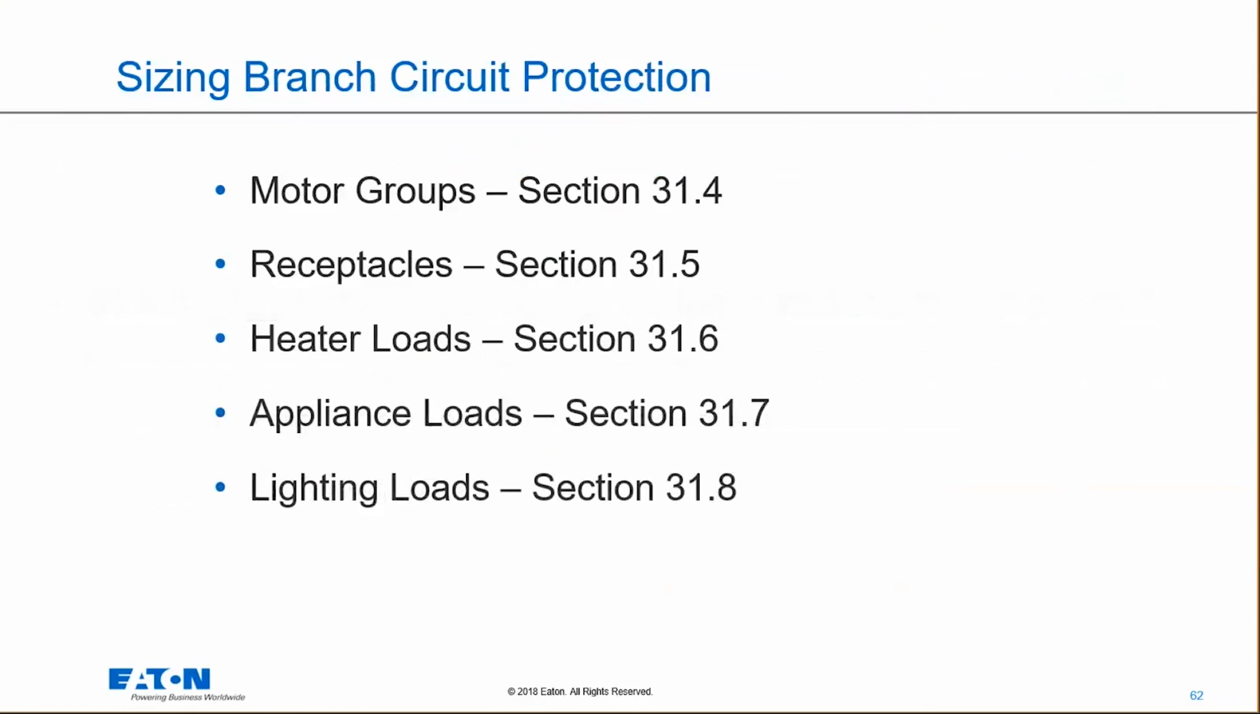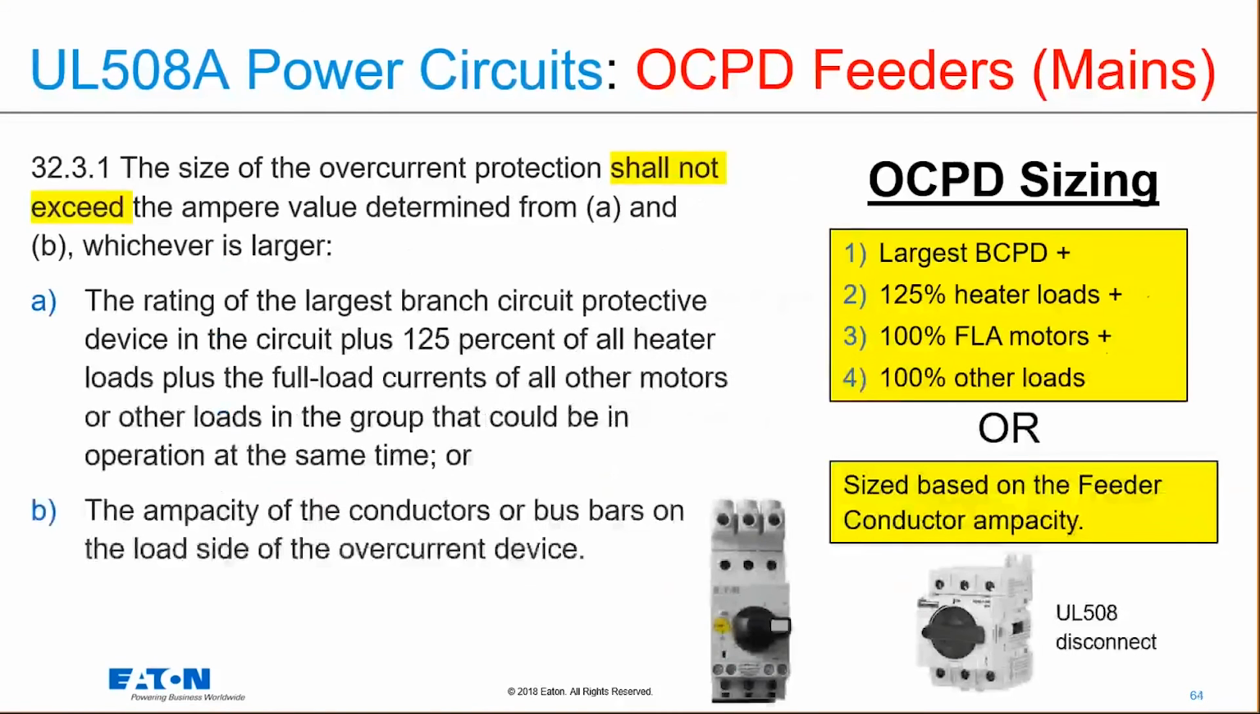So if we look at other sections within section 31, you've got branch circuit protection for motor groups, receptacles, heater loads, appliance loads, lighting loads. So that's all covered in section 31. So if we just look at feeders in these applications, what can be used in feeding applications.